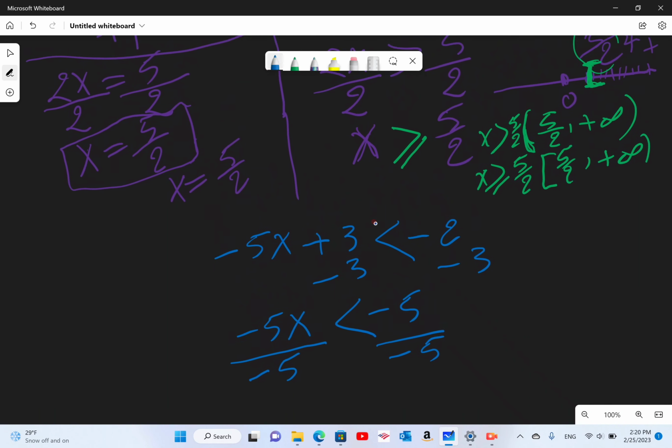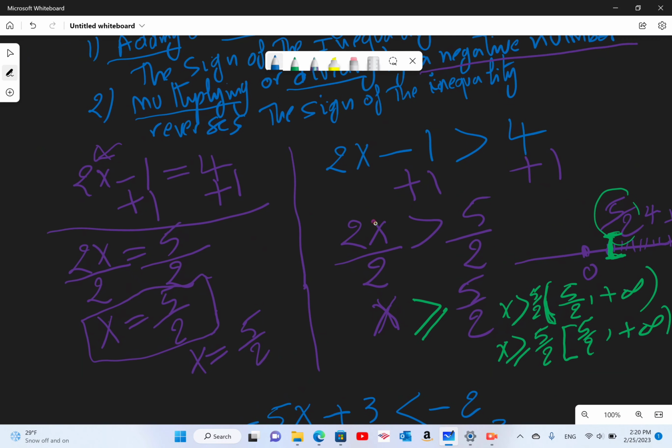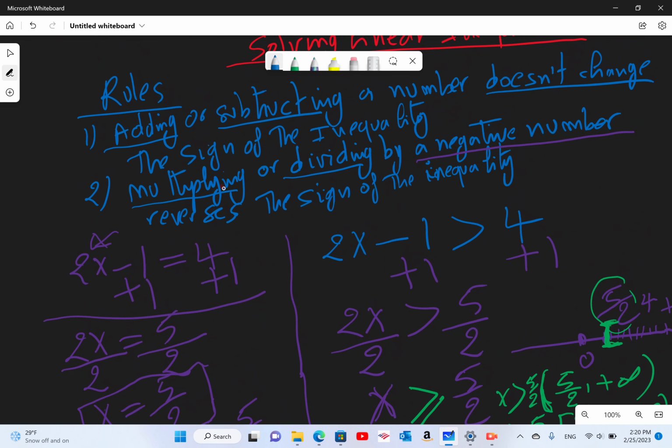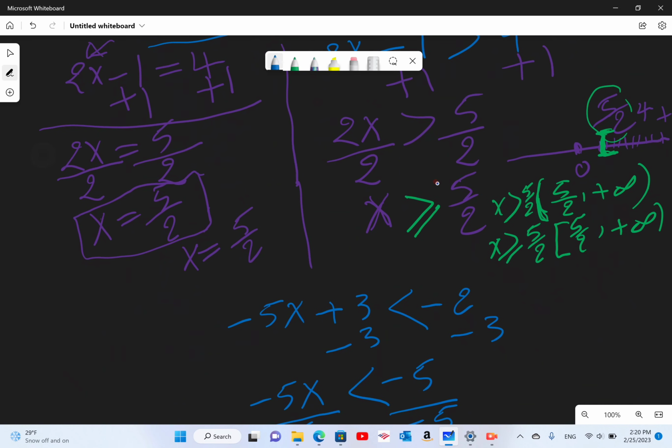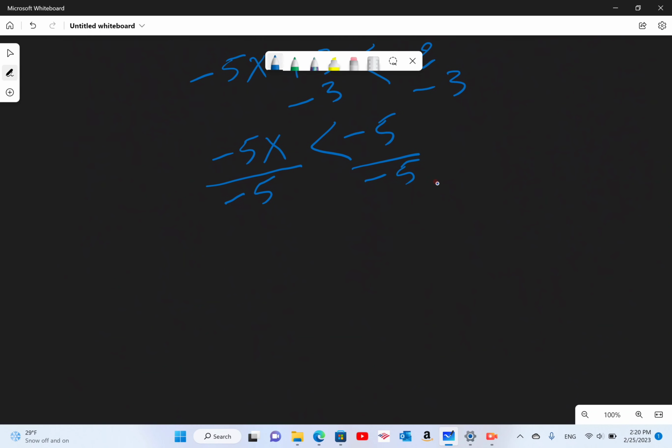And since we're dividing by a negative number, we go back to rule number 2, where it said multiplying or dividing by a negative number reverses the sign of the inequality. So we have to reverse the sign of the inequality. So we get x greater, because we have to reverse the sign, and negative 5 over negative 5 is just 1, meaning that our solution set.